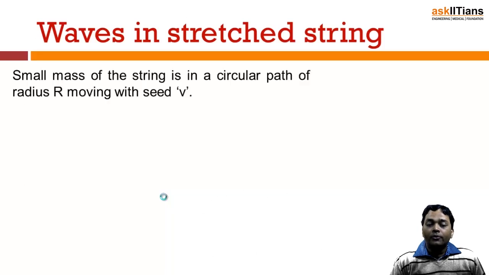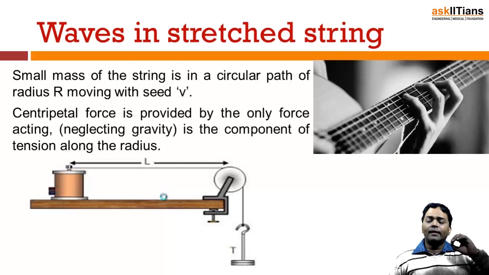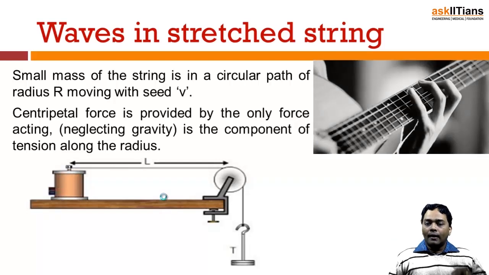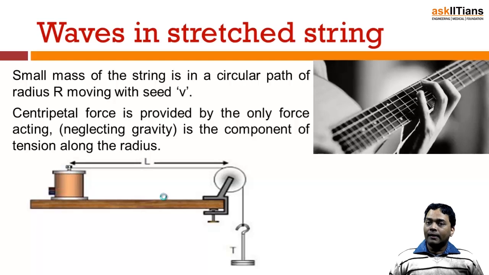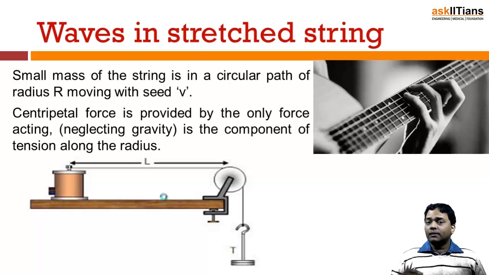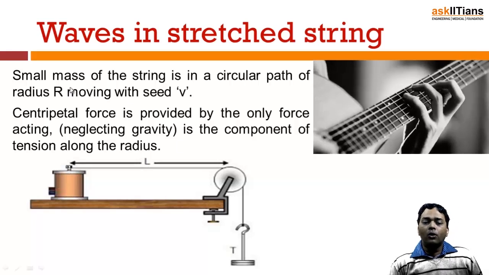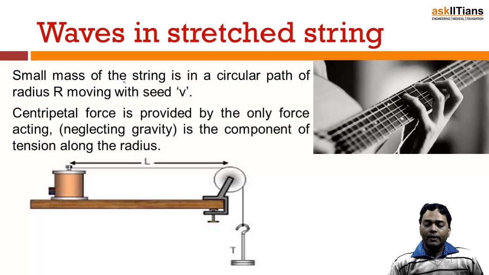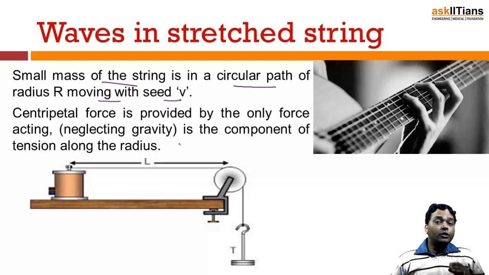Now if you move on, we need to understand how exactly the waves are moving in a stretched string. Supposing you take a very small mass that is hanging, or for instance, if you try to pluck the string of a guitar. When you pluck the string of a guitar, the string starts moving along the vertical direction. There is a motion taking place along the vertical direction, and it also transfers its energy in the forward direction. So if you take a small mass of the string in a circular path of radius r, moving at speed v, there is going to be a centripetal force as well. The centripetal force that's acting is going to be balanced by the tension.